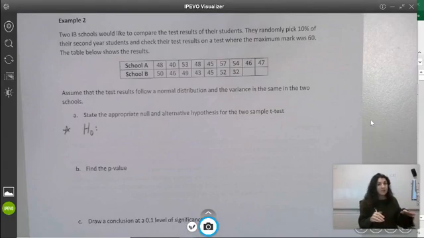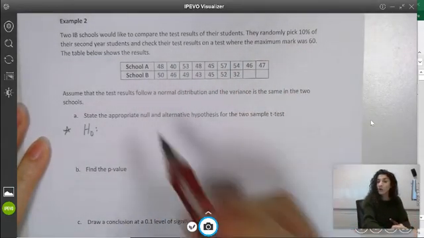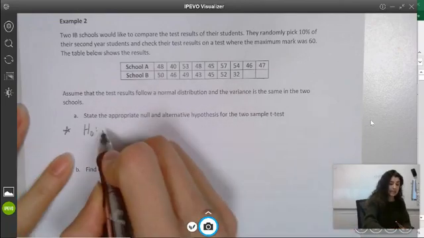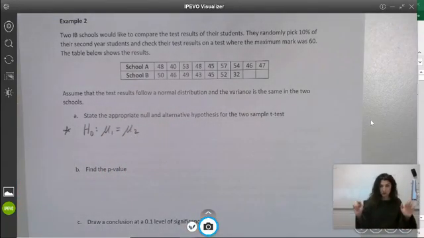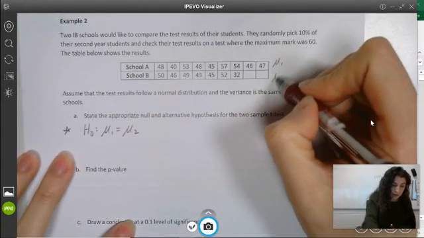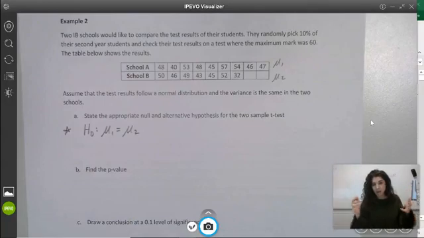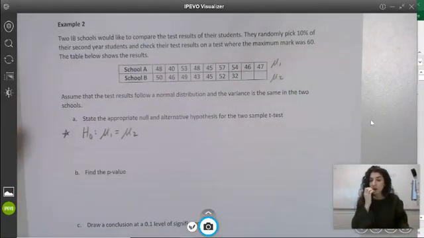Remember that our null hypothesis with a t-test will always be that the averages stayed the same. So mu1 equals mu2. Okay. And we're assuming that this is going to be our mu1 and our mu2. We know we mean averages, but this is going to be the average for school A, and this is going to be the average for school B.